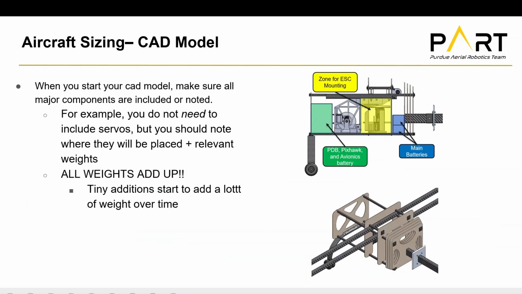Okay. So let's talk about our CAD model. So we have all our numbers now. We can start ordering those props, those motors, and we can start our CAD model. So make sure that your major components and frankly all your components are at least shown, and if not shown, they are noted. So for example, we never put servos in our CAD, but we do note where they are placed, and we have a spot for them, and we note their weights.